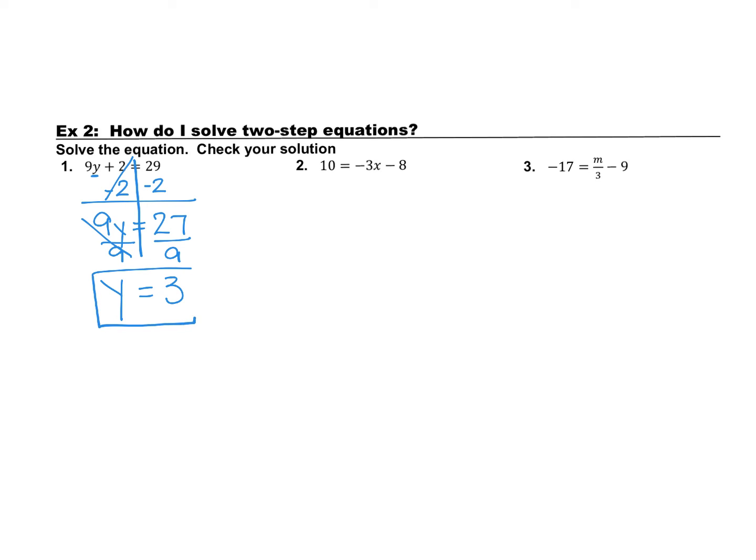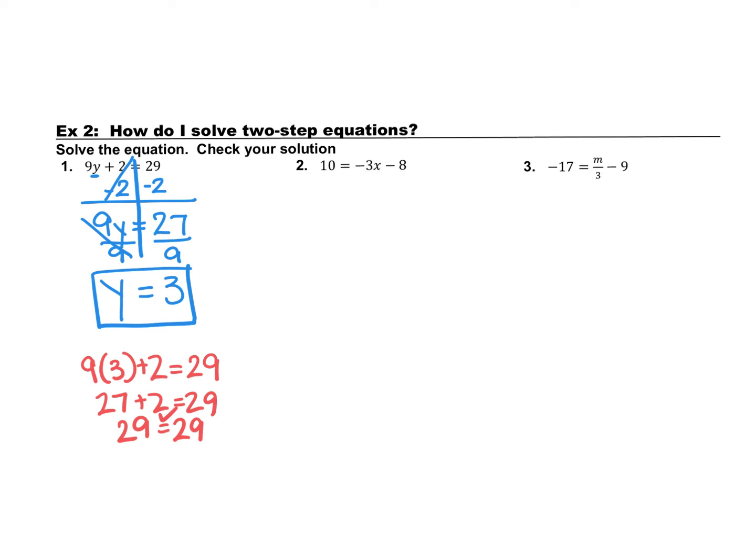All right, and so we're going to check just a couple of these. We won't check all of them just for purposes of time. But now if y is 3, I should be able to plug it in my equation here. 9 times 3 plus 2, is that equal to 29? So it's 27 plus 2 equal to 29. And yes, 29 is equal to 29. And so you know you got the right answer.